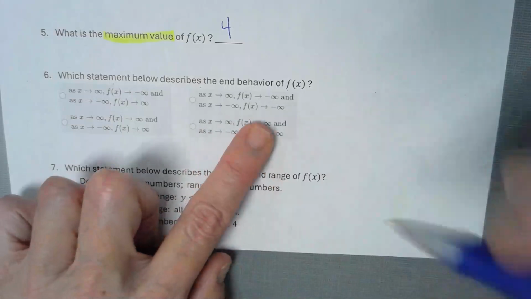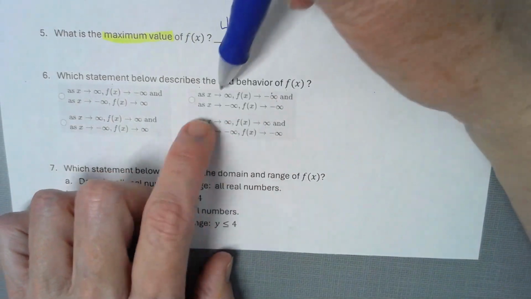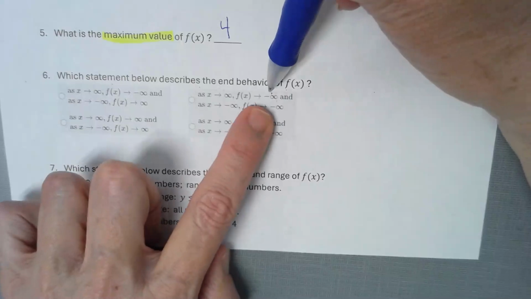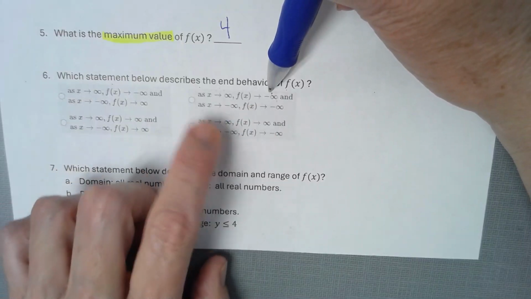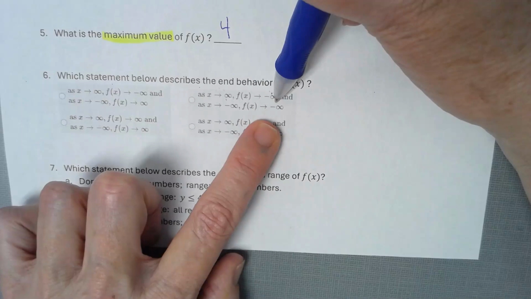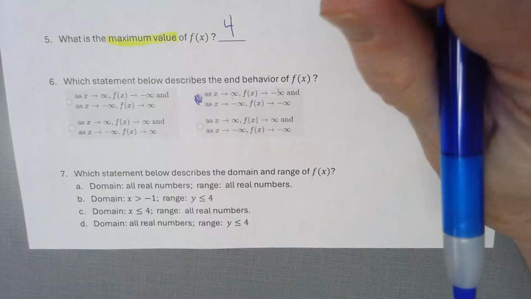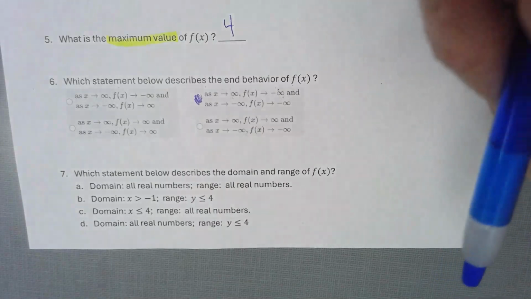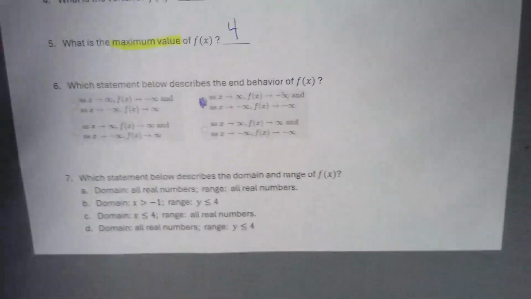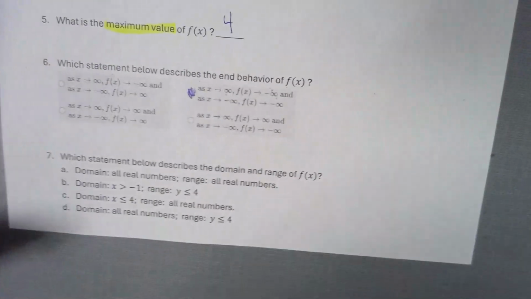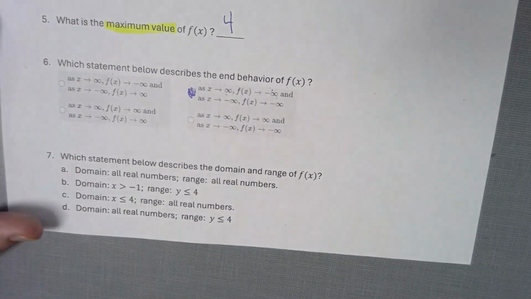So which goes with that? Well, y'all, it's this one. Look at how it's written. On the right side of the graph, it's going to negative infinity. On the left side of the graph, it's going to negative infinity. That's the correct answer. Did anybody have that? Nice. Okay? And the hardest part that I'm going to try to explain better, the domain and range.